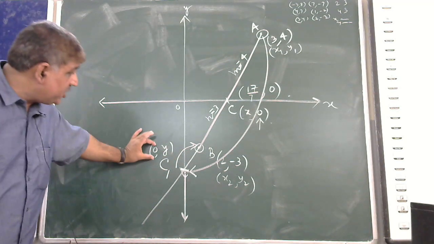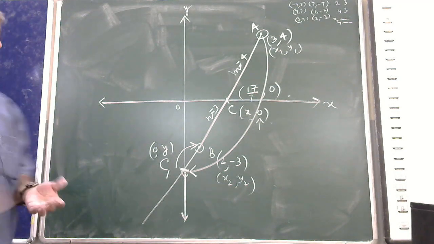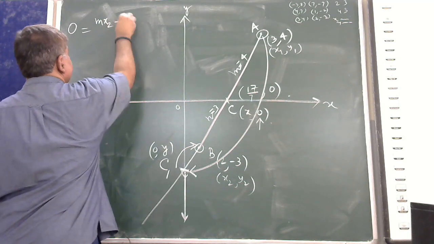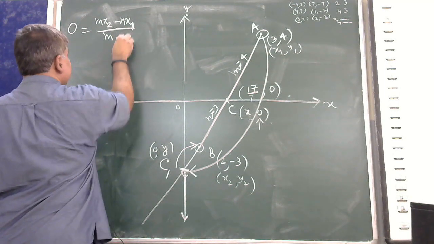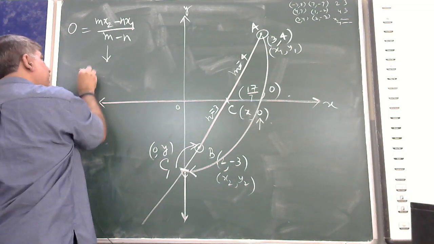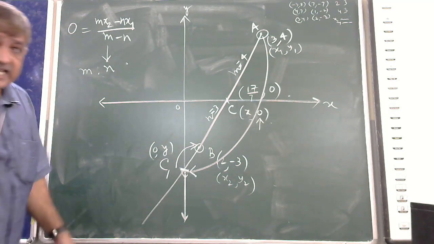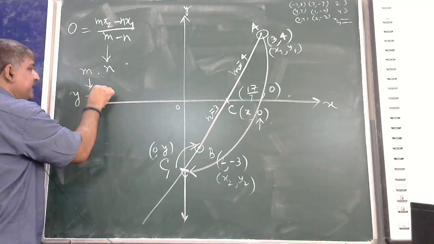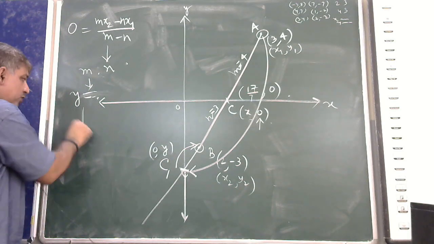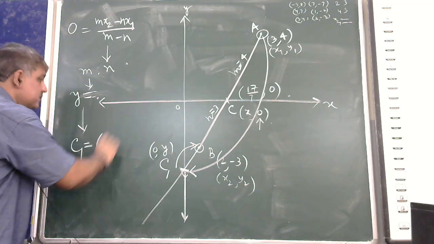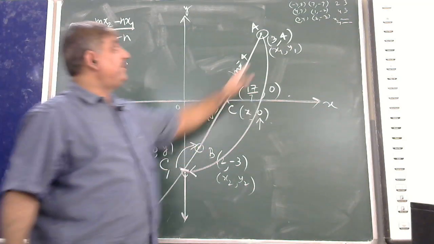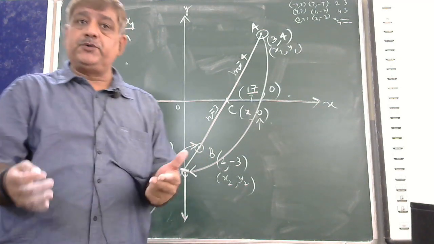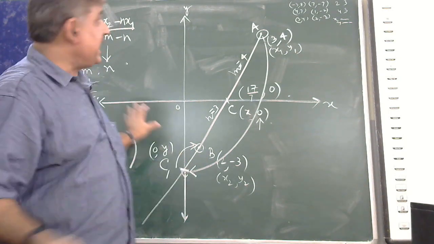So apply, using the external division formula, 0 is equal to m x2 minus n x1 by m minus n. From here, you will get the ratio m is to n. And after getting the ratio m is to n, you are able to find the value of y, so that you will get the coordinates of point C1, which divides the line segment AB externally in the same ratio. Now this thing is left for you as homework. You do it at home.